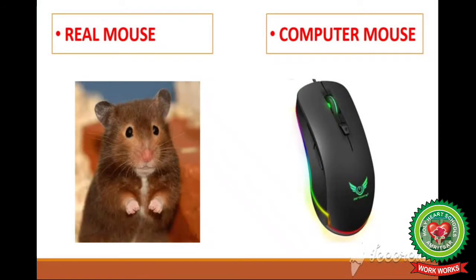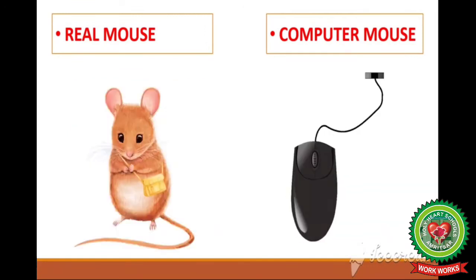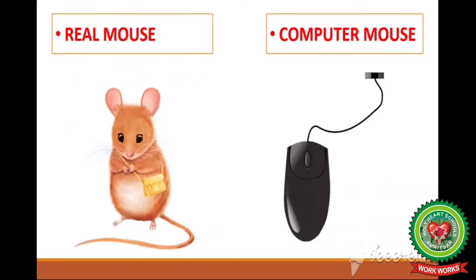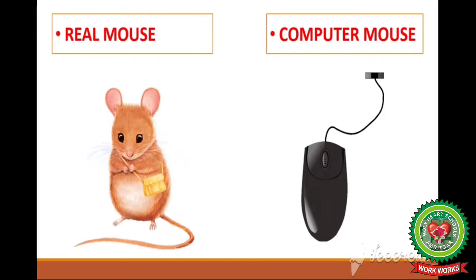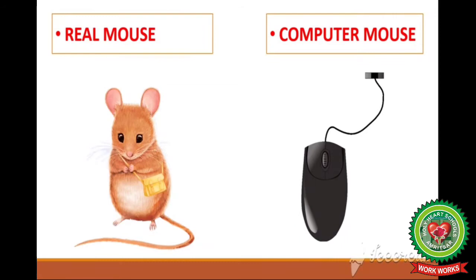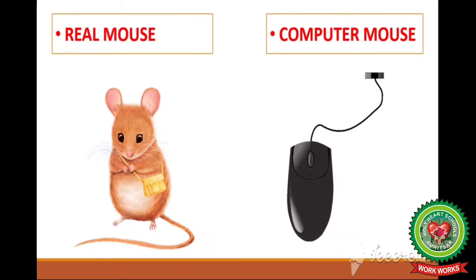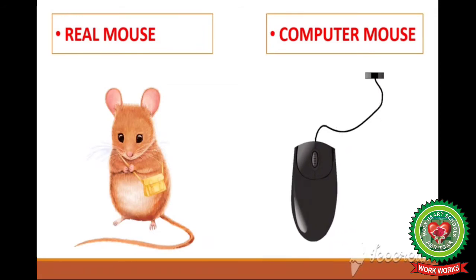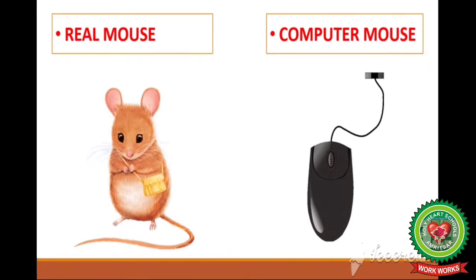Real mouse is small in size and computer mouse, it is also small in size. Real mouse has a long tail and a computer mouse also has a long tail, but it is attached to CPU.